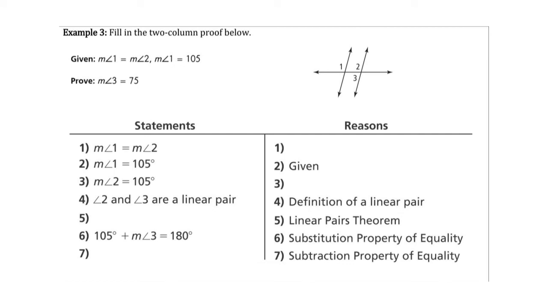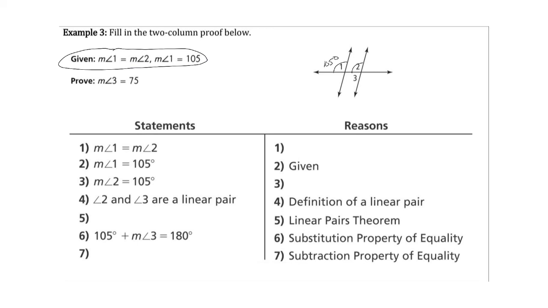All right, and then the last example we're going to do is fill out a 2-column proof, given something and then proving something. We're going to do the same thing. We're given some of the statements, we're given some of the reasons, we need to fill in the blanks. So our given is that the measure of angle 1 is equal to the measure of angle 2, and the measure of angle 1 is 105 degrees.